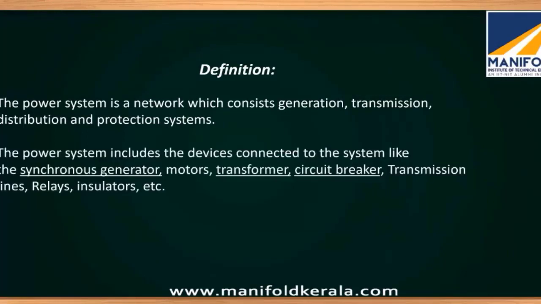The power system contains many devices like alternators or generators, motors, transformers, circuit breakers, relays, insulators, transmission lines, and a lot of other devices which keep this power system intact. We require so many devices. And one more thing is, the power system is the largest man-made network.